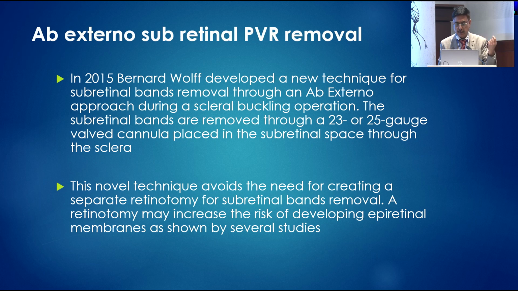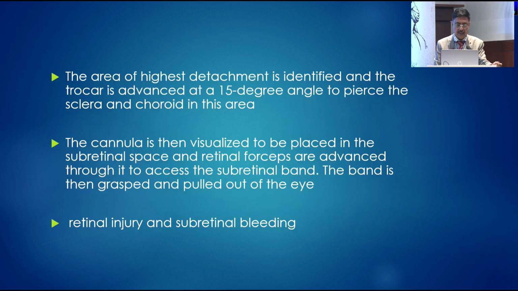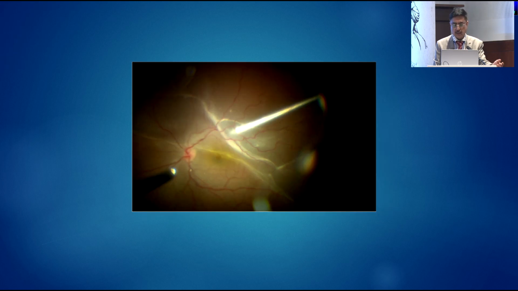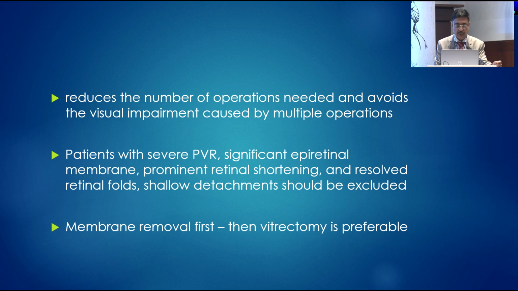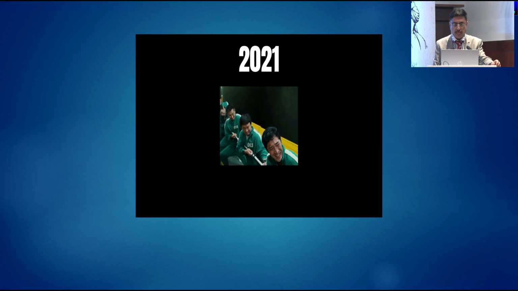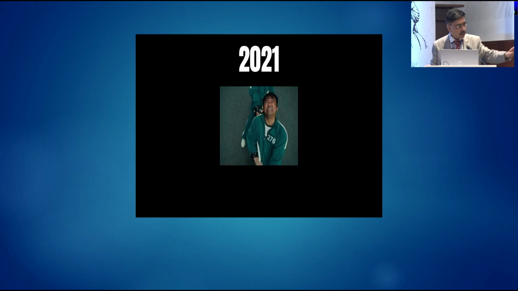So just a small word about ab externo subretinal removal. Wolf had started this, and here you make a retinotomy, but it's usually before the vitrectomy. Band removal is made, and Rupok here does a lot of the subretinal band removal. It's usually done as I said, and this is the last part of the video, showing the tug-of-war technique.